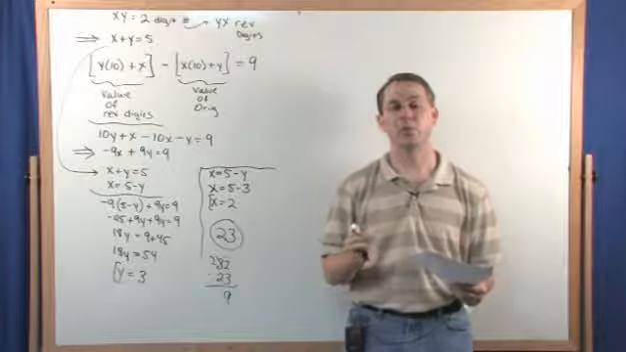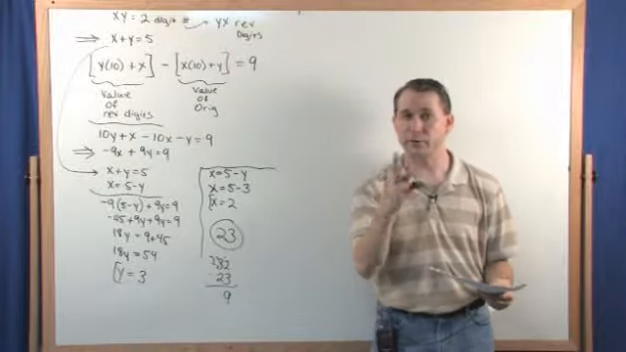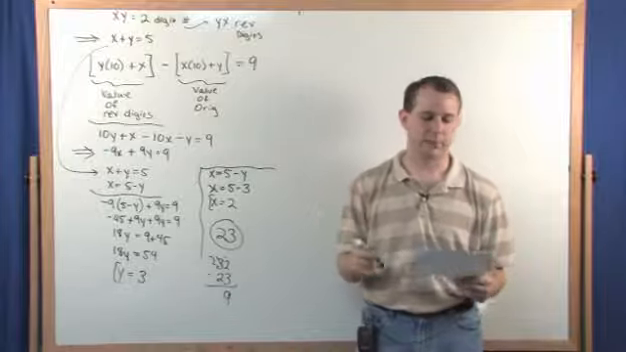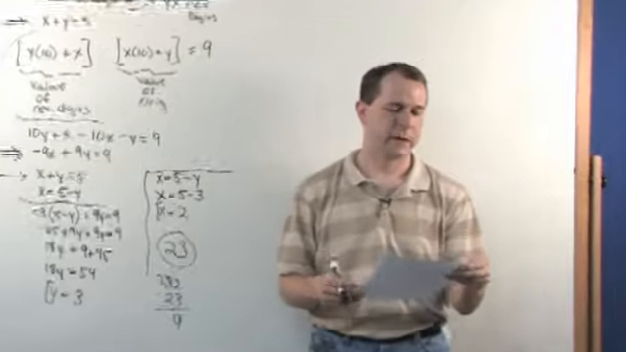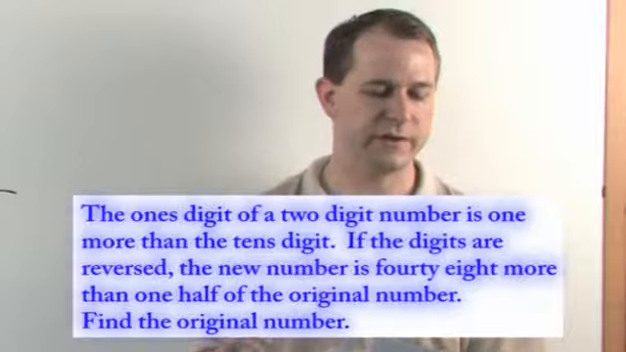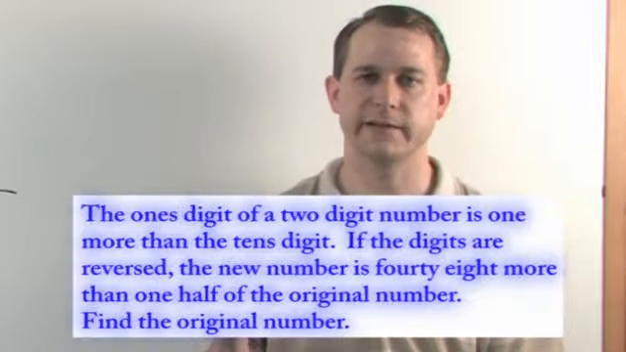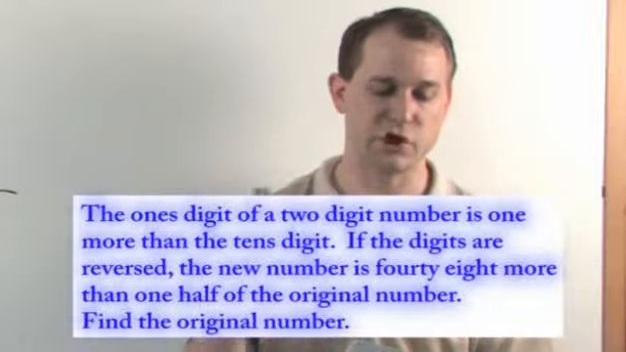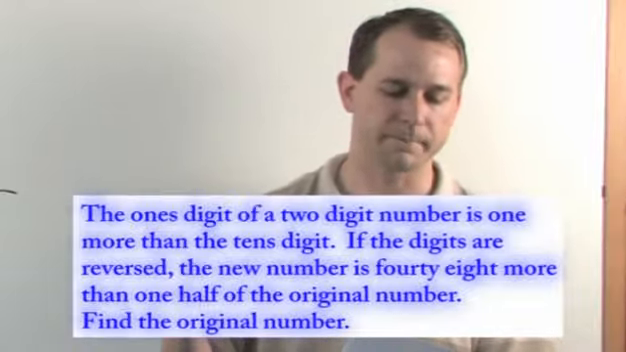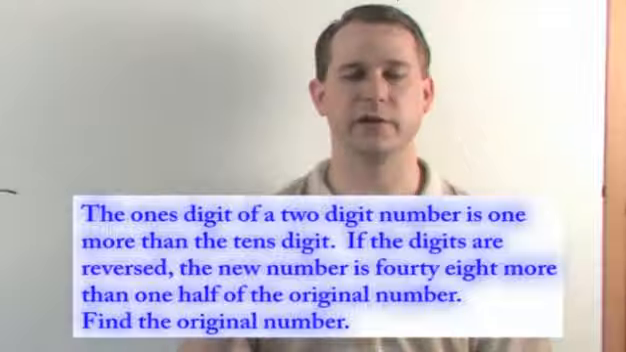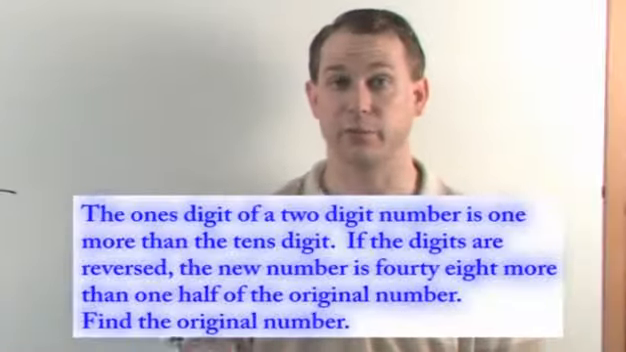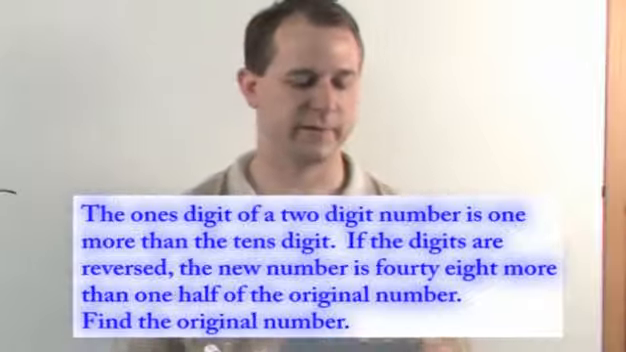Okay, now once we've done one of these digit problems that has the reversal, the other ones aren't going to be as hard because you're going to have the idea of what that means. So let's go on into the next one. The ones digit of a two-digit number is 1 more than the tens digit. If the digits are reversed, the new number is 48 more than 1/2 of the original number. Find the number. Again, they get harder and harder, but these are real life problems that you'll have to solve on your tests. So let's read it one more time.